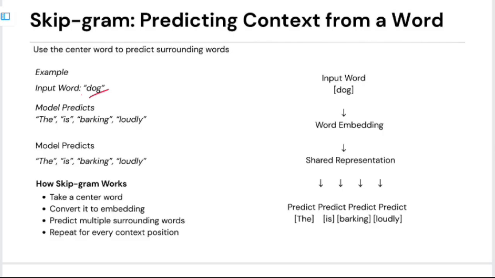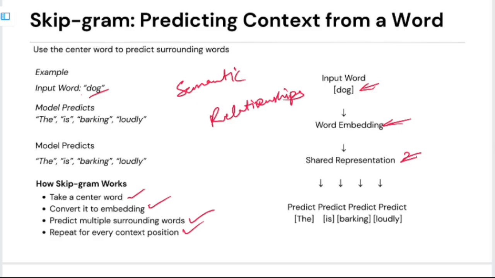So the pipeline becomes: take a center word, convert it into an embedding, predict multiple surrounding words, and then repeat for every context position. Here we can see the example as well. Suppose we take our input word dog, then we create a word embedding for that dog vector, and then this word embedding is converted into a shared representation, which helps us in predicting the final context words: the, is, barking, loudly. This makes skipgram especially powerful for learning semantic relationships. This is good for semantic relationships.